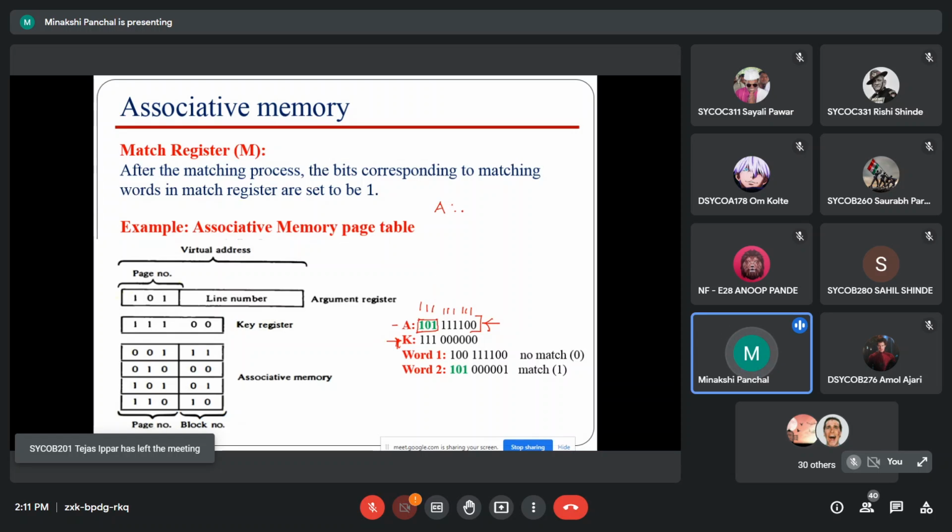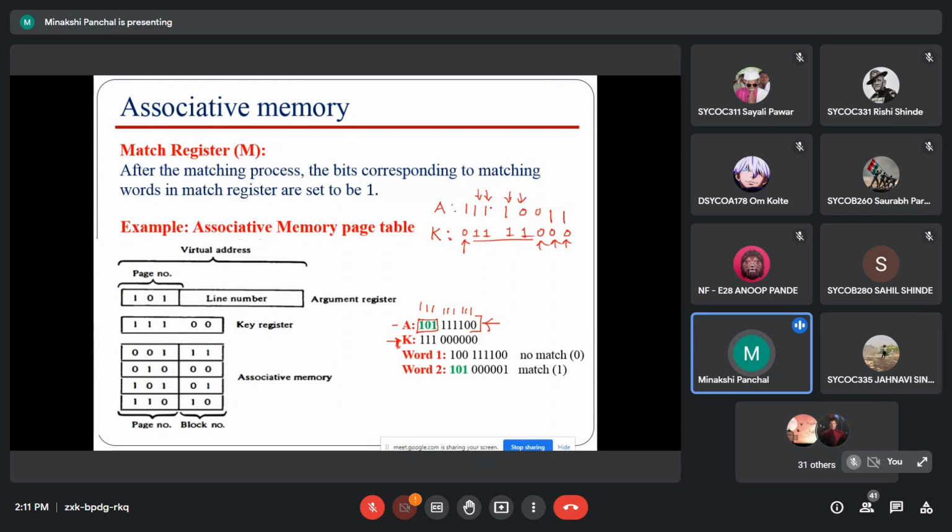In the argument, if you are writing some number 1 1 1 1 0 0 1 1, and in the key register I am writing 0 1 1, then 1 1 0 0 0. So wherever I am writing 1, those bits are a must. This I want to search. It doesn't matter whether it is 1 or 0 elsewhere. Whenever a 0 comes in the key register, we are not forcing for those particular bits. But whenever a 1 comes in the key register, strictly I want those bits.